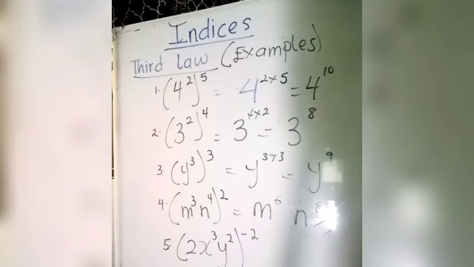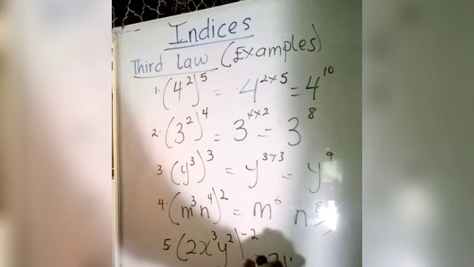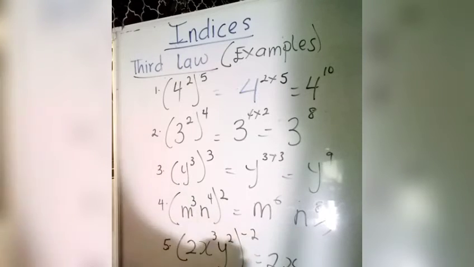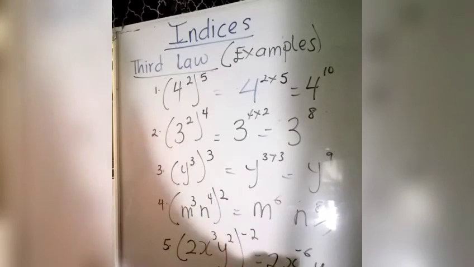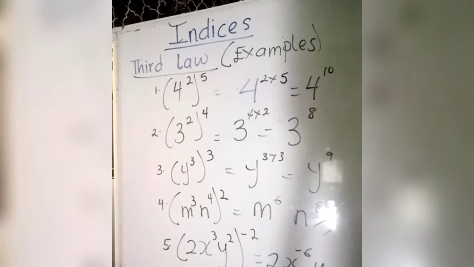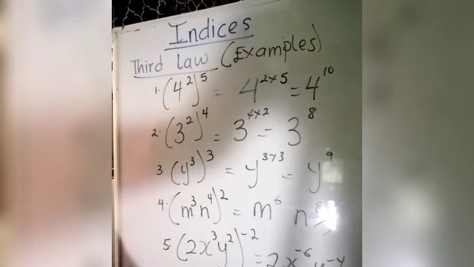Okay, now let's come here. You write your 2 as 1, then you multiply x. Negative 2 times 3 gives you negative 6. You write y. Negative 2 times 2 will give you negative 4. That's our third law.